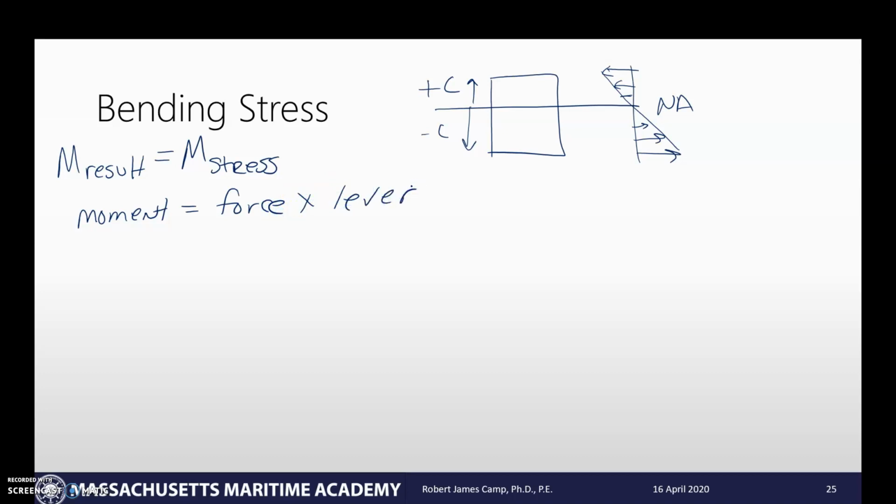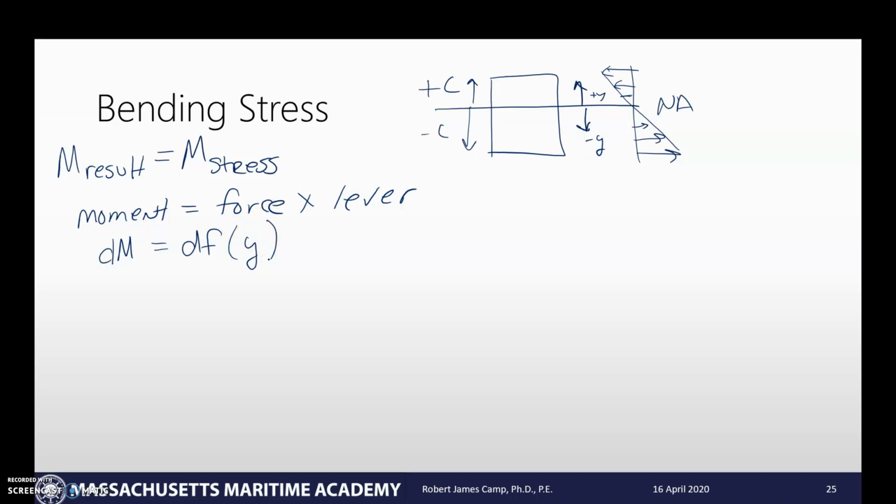And so that is going to produce a moment. And so what is the moment? Well, we'll look at a differential element of moment. And so the forces will be a differential element of force times the lever arm. What's the lever arm going to be? Well, we've either got positive y going this way, negative y going this way. So it would be the distance y.